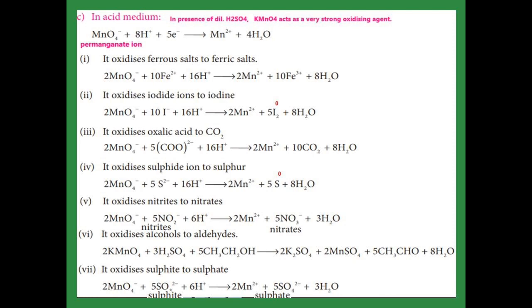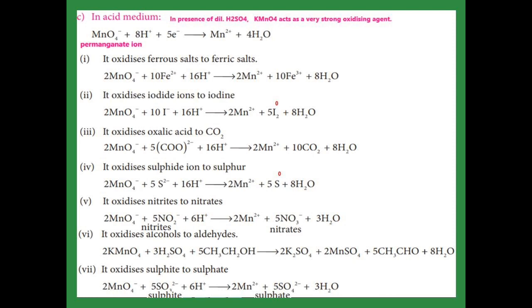And the fourth one, sulfide, S2⁻, changes into sulfur, where the oxidation number is 0 for sulfur. So -2 to 0 means it also gets oxidized with the help of acidified KMnO4. And the fifth one, nitrite, NO2⁻, changes to nitrate, NO3⁻. Nitrite has 2 oxygens, nitrate has 3 oxygens, so one more oxygen is added on the product side, so it is also oxidized with the help of KMnO4.